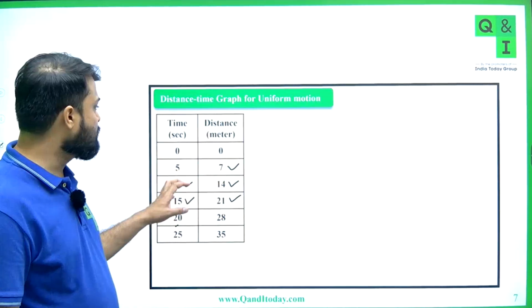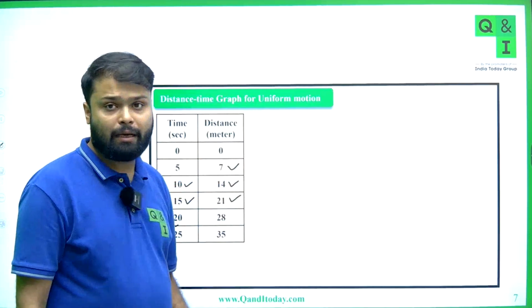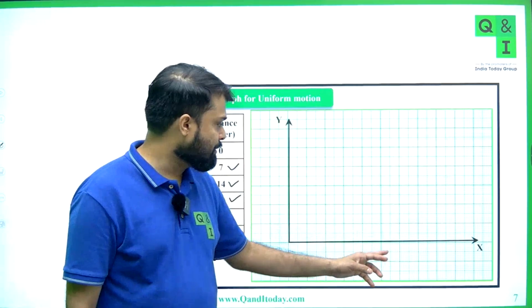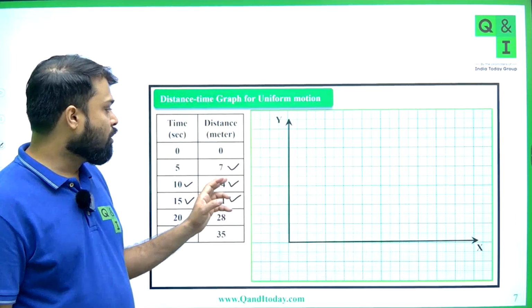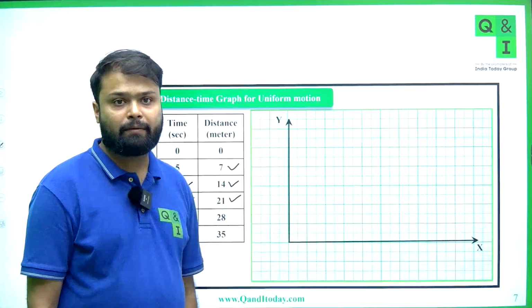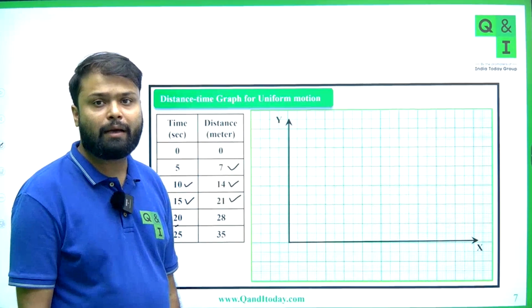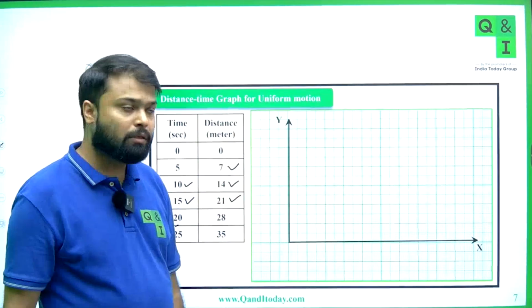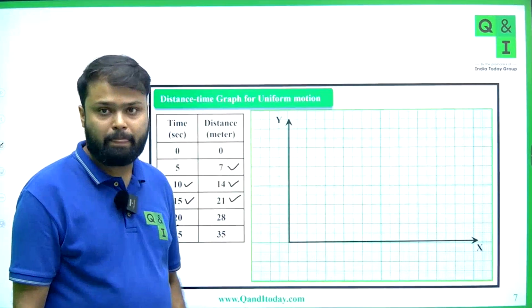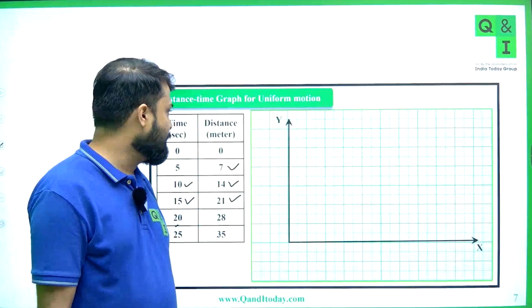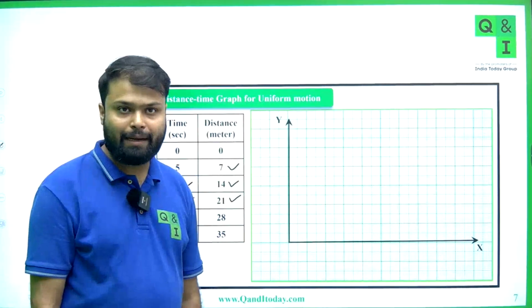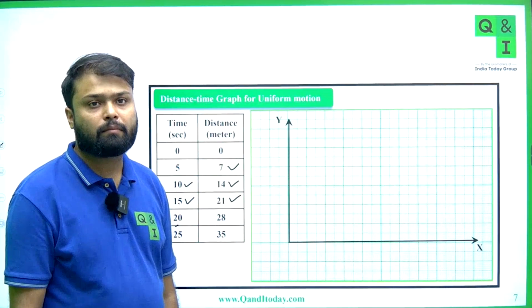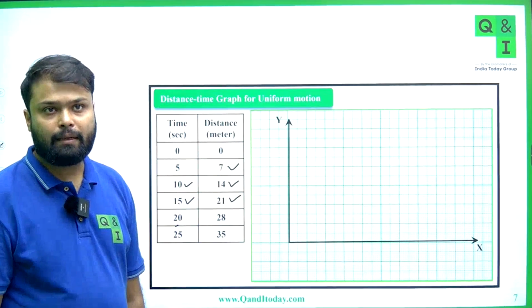Now we plot these distance and time values on the graph. This is our x-axis, this is our y-axis. Which quantity do we take on the x-axis? Time or distance? Time. Very good. So we'll take distance on the y-axis, because time is independent and distance is the dependent variable. Clear? Yes or no?